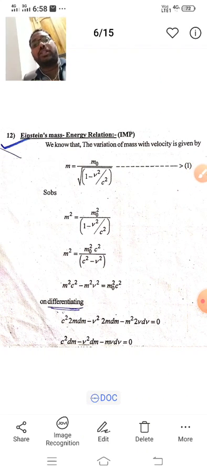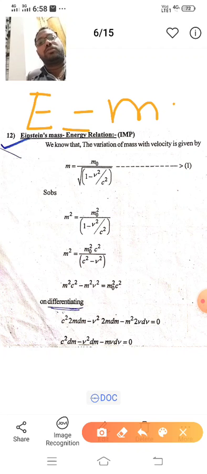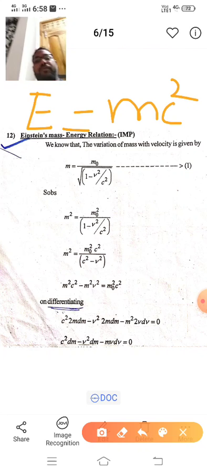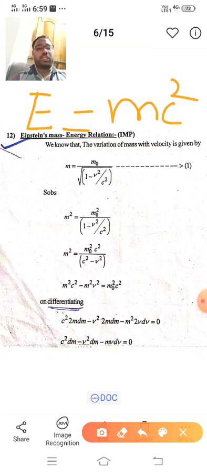What is the Einstein mass energy relation? That is E equals mc square. So this one is the Einstein mass energy equation.